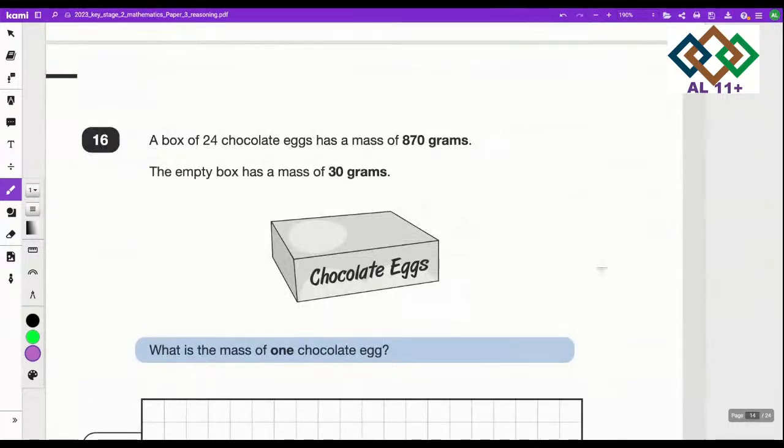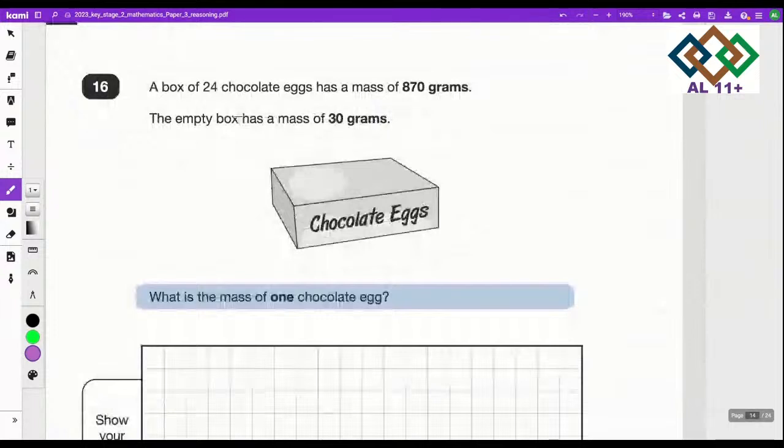Number 16, they are telling you that a box of 24 chocolate eggs has a mass of 870 grams. The empty box has a mass of 30 grams. What is the mass of one chocolate? So I see that these types of questions also come in 11 plus. I've seen that a lot of children struggle with questions like that. So what do you think it is? The empty box has a mass of 30 grams. What is the mass of one?